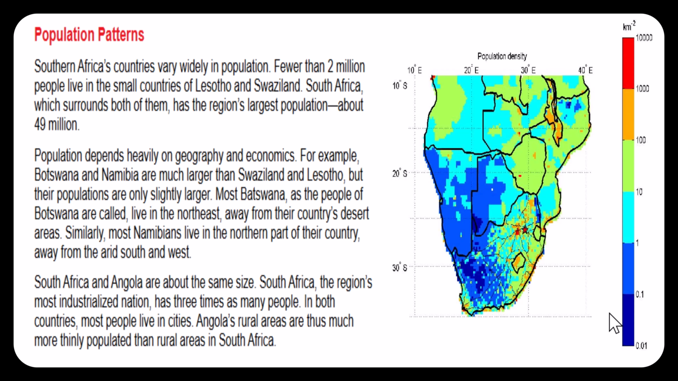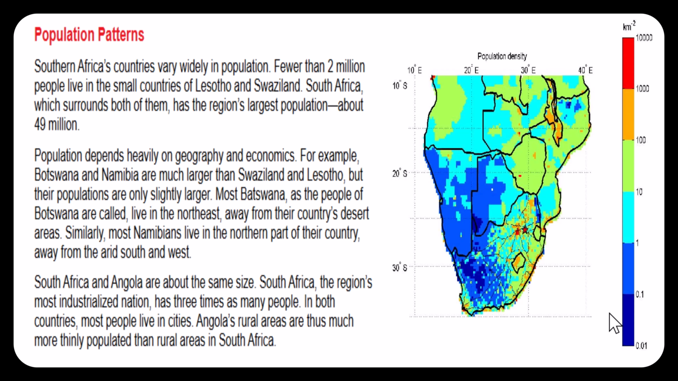South Africa and Angola are about the same size. South Africa, the region's most industrialized nation, has 3 times as many people. In both countries, most people live in cities. Angola's rural areas are thus much more thinly populated than rural areas in South Africa.